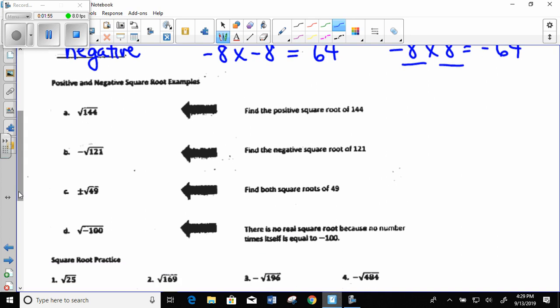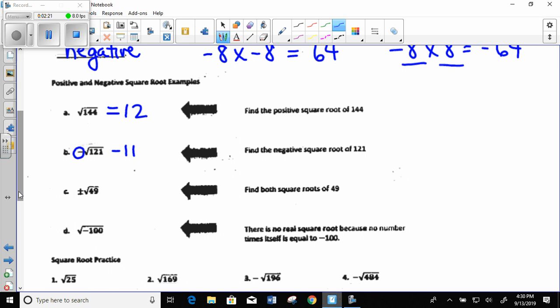So let's look at the examples. The square root of 144 we know is 12. That's a positive square root. Look at letter B. Find the negative square root of 121. Remember we talked about if the negative is on the outside, you would just tag it along. So the square root of 121 is 11, then take that negative and plug it in.